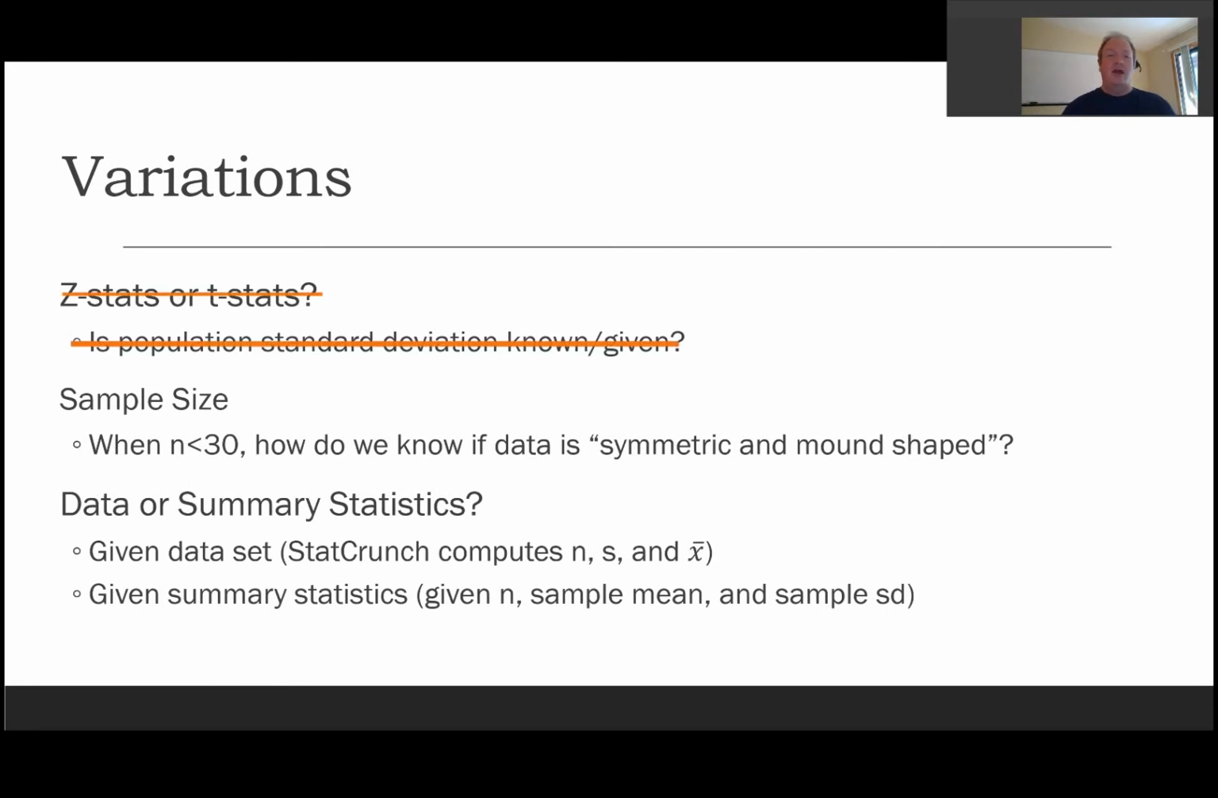And as we said, we're not going to have to wrestle with this question of whether we're going to use a z-score or a t-score. We're going to stick just with t-scores, assuming that we don't know the population standard deviation.